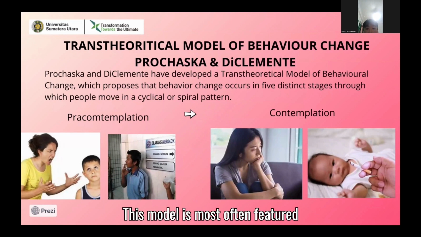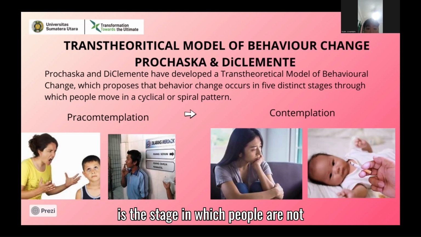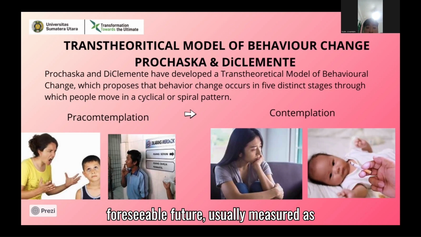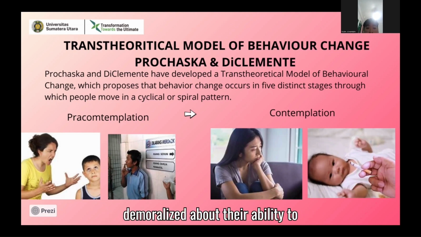This model is most often featured diagrammatically. The first one is pre-contemplation. Pre-contemplation is the stage in which people are not intending to take action in the foreseeable future, usually measured as the next 6 months. People may be in this stage because they are uninformed or underinformed about the consequences of their behavior, or they may have tried to change a number of times and become demoralized about their ability to change. Both groups tend to avoid reading, talking, or thinking about their high-risk behavior.